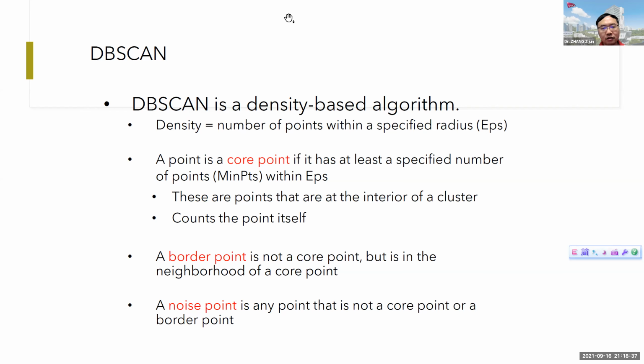First, we need to define what a density is. In this algorithm, the density here and the density in statistical learning or statistical distribution are different. The density definition here means the number of points within a specified radius, which is denoted by a symbol called epsilon. So density here, specifically in this algorithm, means the number of points within a specified radius.